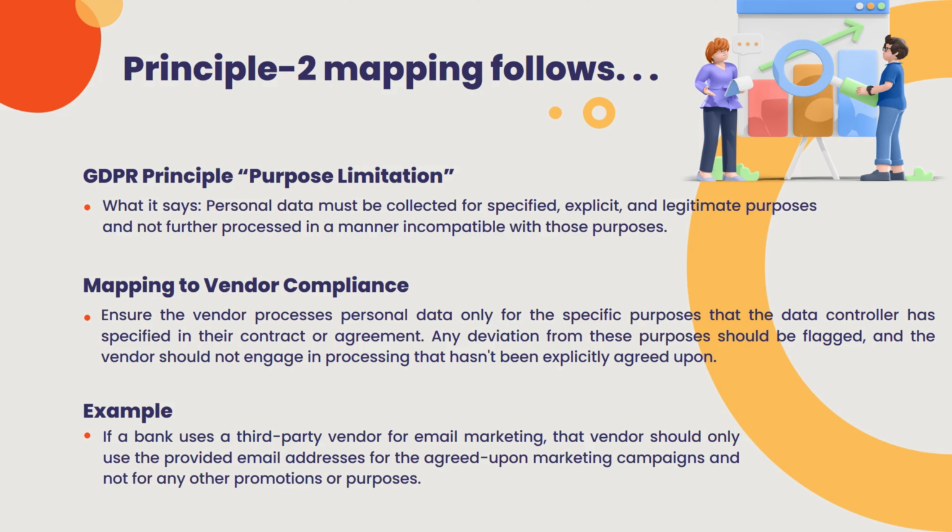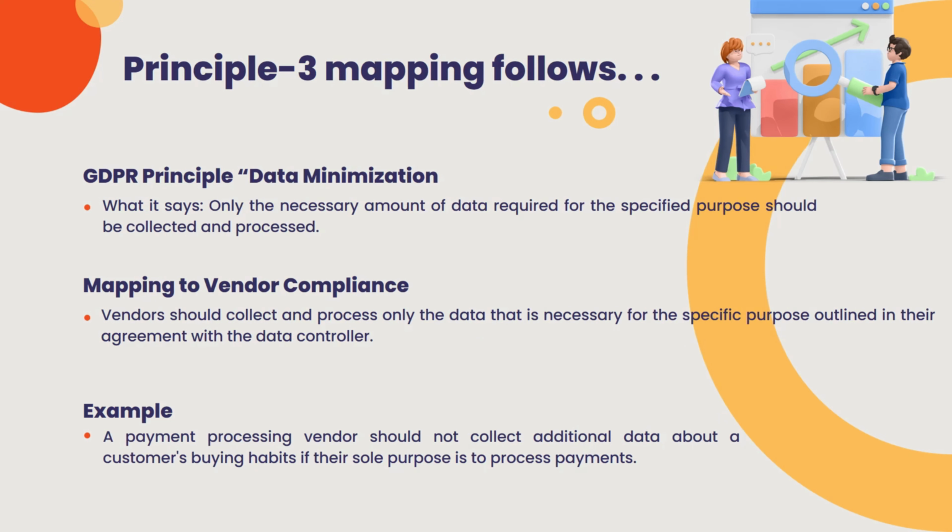Let's move on to the next principle, number 3, data minimization. So what it says, only the necessary amount of data required for the specified purpose should be collected and processed. So the data minimization principle follows the purpose limitation principle.